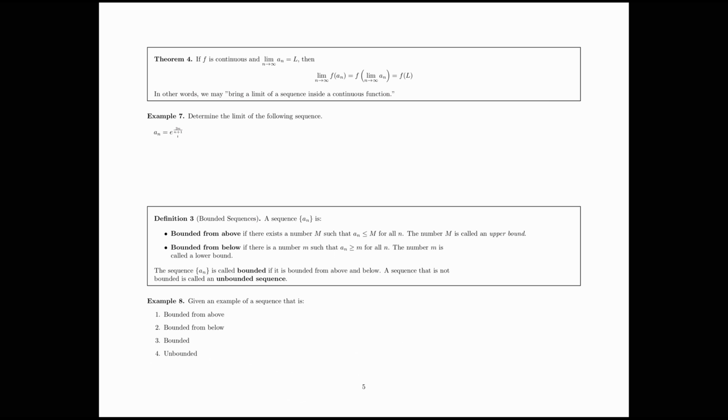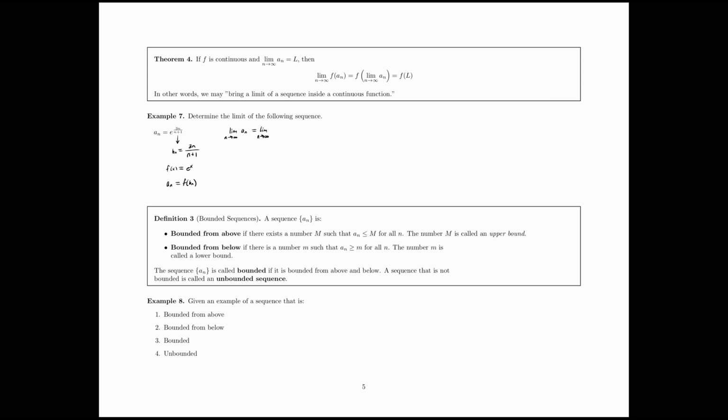We can think of 3 to the n over n plus 1 as its own independent sequence, call it b sub n. Then we have a function, let's say f of x, which is e to the x. So a sub n is really f of b sub n. So the limit as n goes to infinity of a sub n is the same thing as the limit of whatever a sub n is equal to.